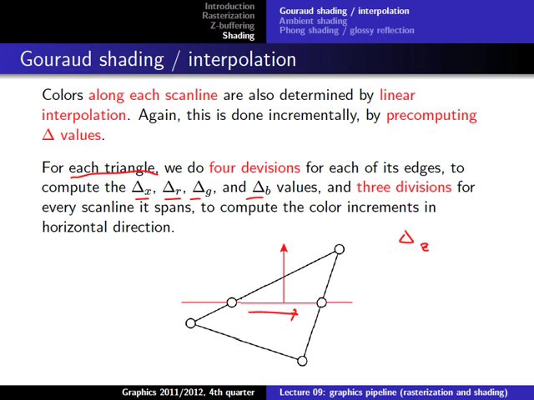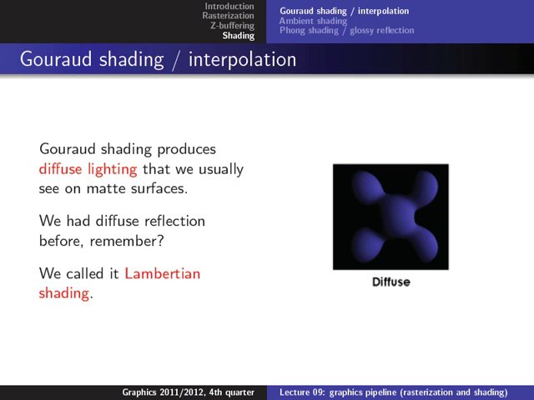Good. So this should be pretty simple and pretty straightforward, and this is then often called Gouraud shading, which models so-called diffuse lighting, which we had before, I think in the third lecture, with our simplified shading model, where we called this the Lambertian shading.